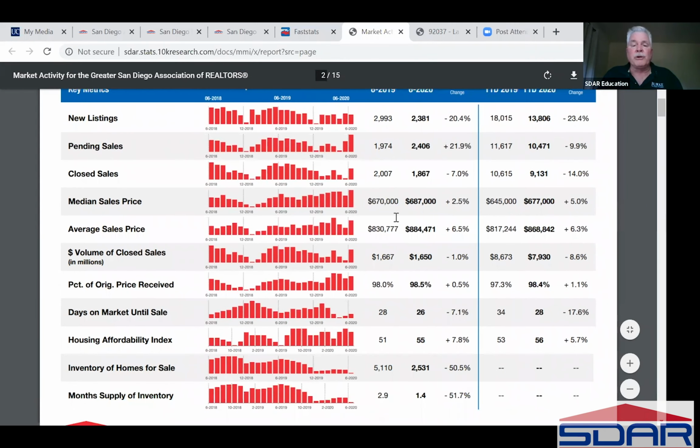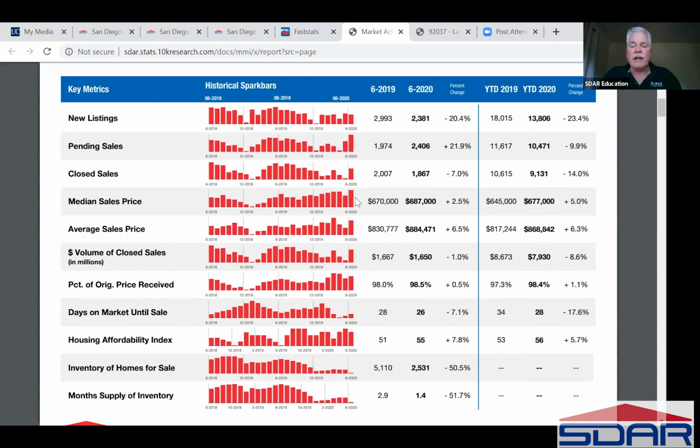So here's my pending sales, pretty good little spike after being down quite a bit. That's building. Look at that. It's almost what, 3-4 times, and then double again. Closed sales starting to rocket up again there. Median sales price definitely up, and none of this is down. This is San Diego County in general.